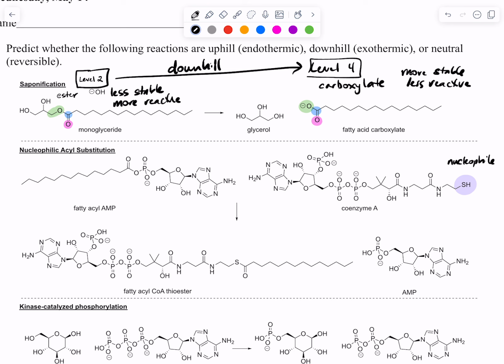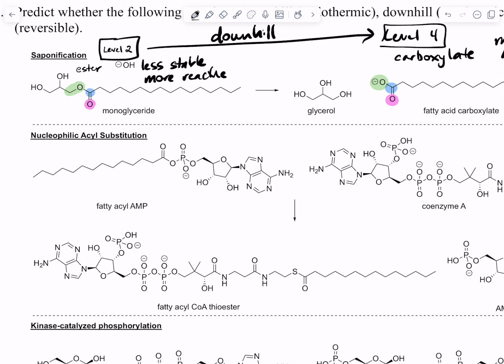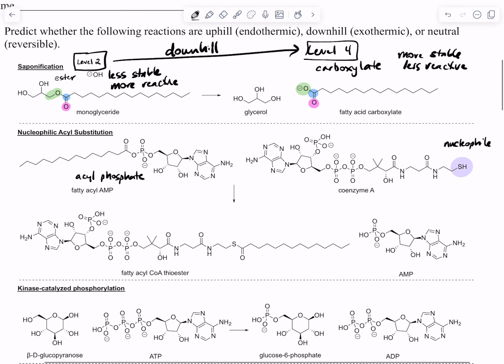Then this molecule here is called a fatty acyl AMP. It's got a long hydrocarbon tail, a carbonyl oxygen, carbonyl carbon, carbonyl oxygen, and then a phosphate group over here. This is an example of an acyl phosphate functional group. Let's just talk through it and see if you can figure out what is happening in this reaction.